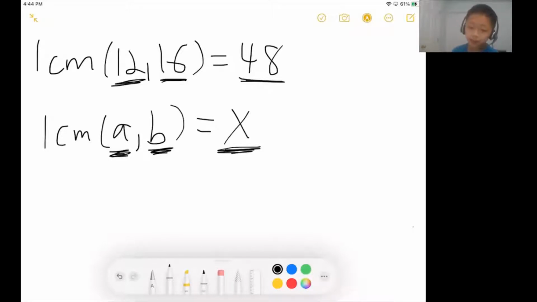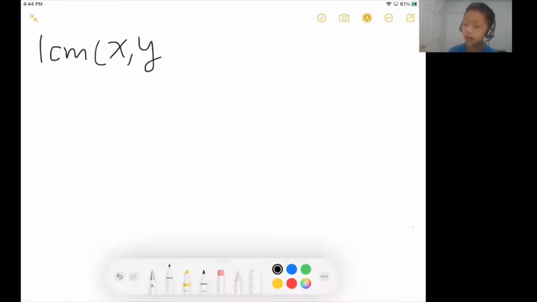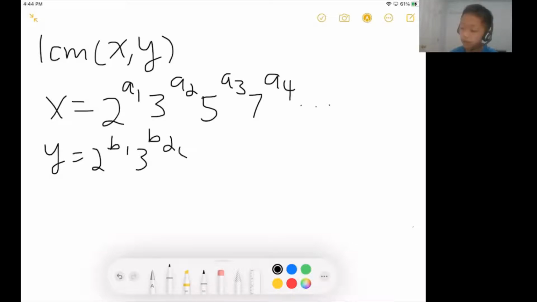So just like greatest common divisor, let's derive a formula for least common multiple. Let's just take the case of two numbers for now. Let's say we had the least common multiple of x and y. To find a general formula for this, again, we're going to use the prime factorizations of x and y, just to make our lives easier, right? So we can say x is 2 to the a1, 3 to the a2, 5 to the a3, 7 to the a4, and so on. I'll say y is going to equal 2 to the b1, 3 to the b2, 5 to the b3, 7 to the b4, and so on.